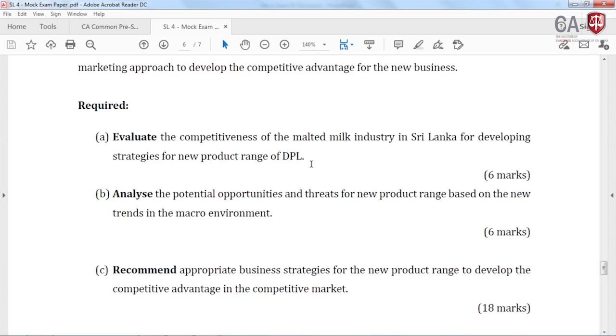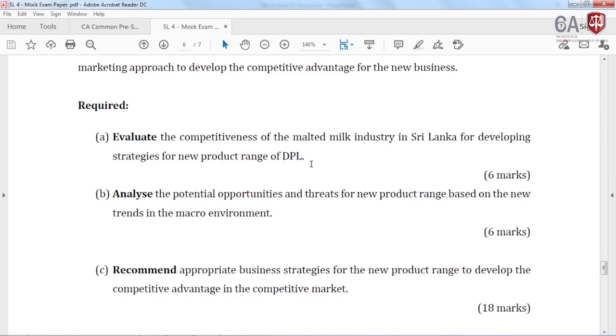Next question. Recommend appropriate business strategies for the new product range to develop the competitive advantage in the competitive market. Now, here look at the mark allocations. How many marks are allocated? 18 marks are allocated for this.